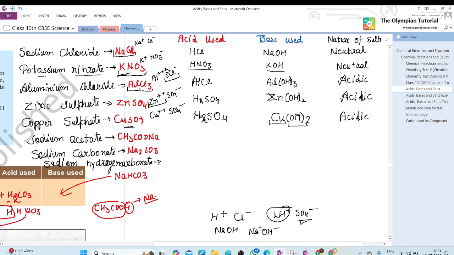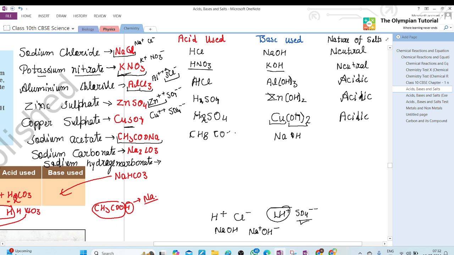Very good. Ishan, now we will discuss sodium acetate. You have already told the acid and base for this. So, firstly, ionize sodium acetate. NaOH is the base, and CH3COOH is the acid.